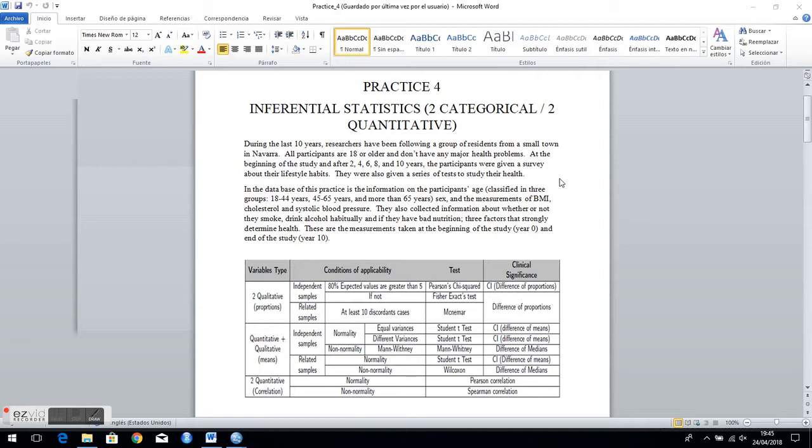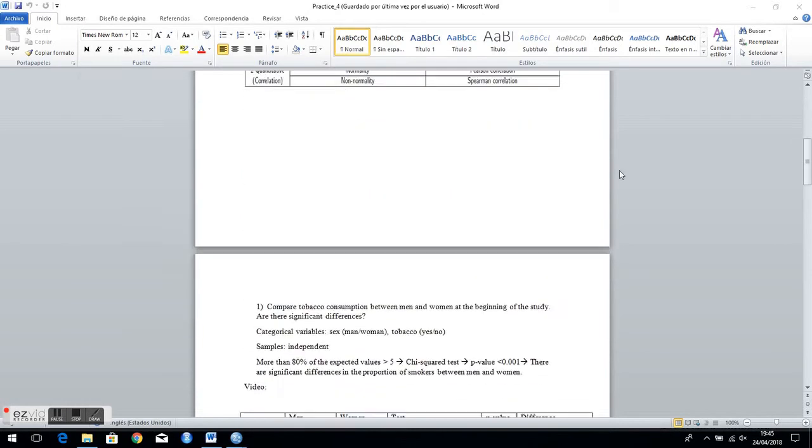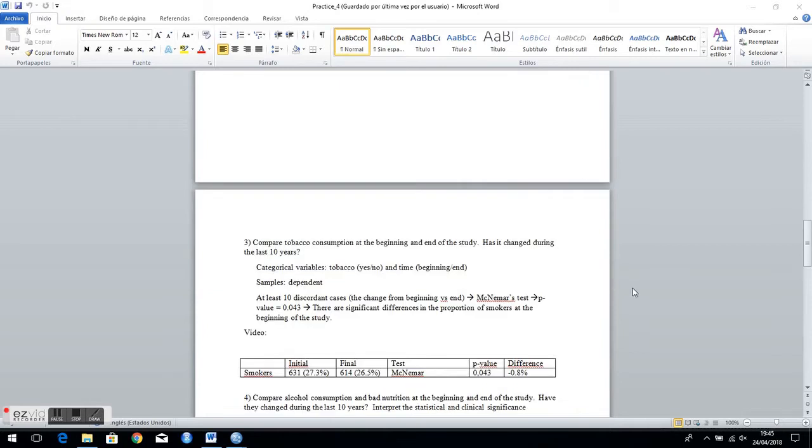In this video, we will learn how to do a hypothesis test with two qualitative variables and paired data. Then we are in this part of the table. Exercise 3 says to compare tobacco consumption at the beginning and the end of the study. In that case, we have two qualitative variables, tobacco and the time. Also, we have paired data because we use the same people in the whole study.